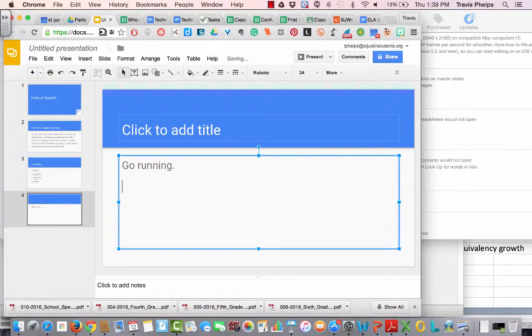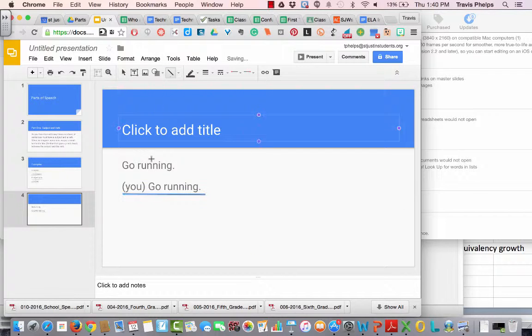When we do this one, we actually put you. We kind of have to rewrite it and then put go running, because it's implied that you are the subject, that this is a command. So when you have commands, you actually have to go ahead and write in the you and then put the line between that and the verb phrase. So this is the very basic beginning of sentence diagramming and looking at parts of speech.